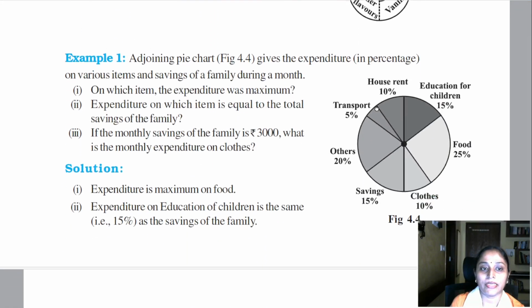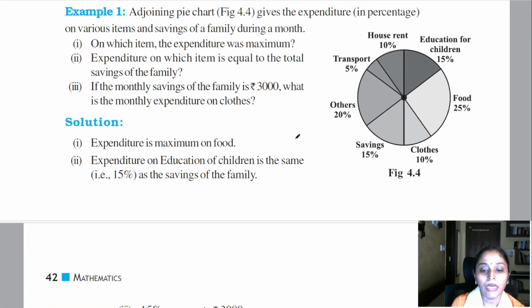Now they have given an example. A adjoining pie chart, figure 4.4, gives the expenditure in percentage on various items and savings of a family during a month. Now the first question is, you can see the pie chart. There are different categories of expenditure that a family goes through in a given month. So first you spend on food and then clothes, then some savings, education, house rent, transport, and then there are a few miscellaneous others.